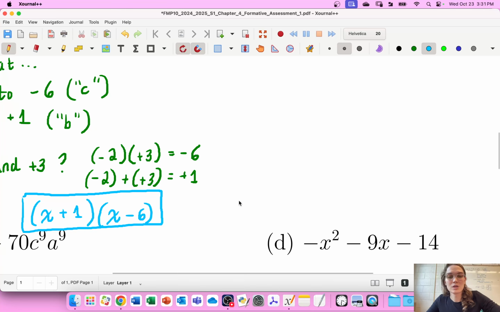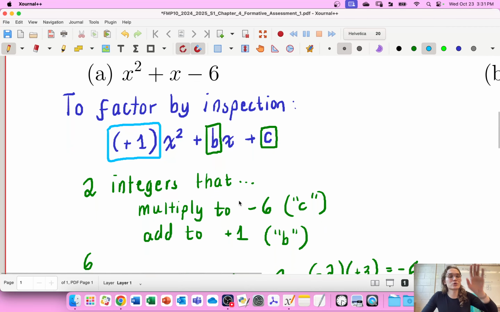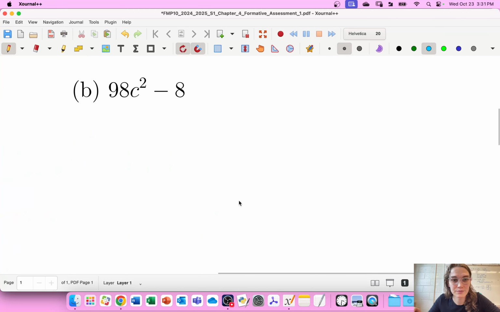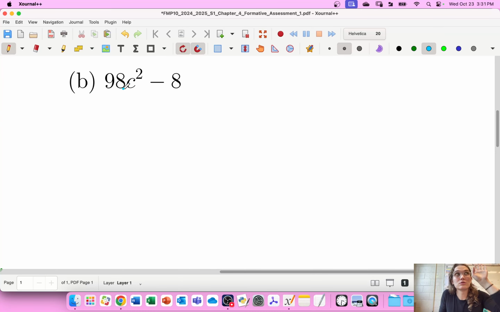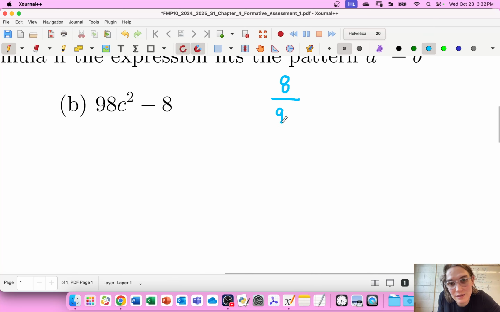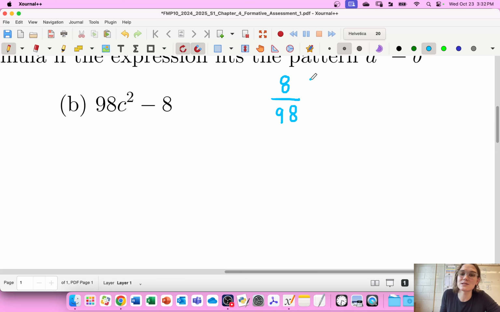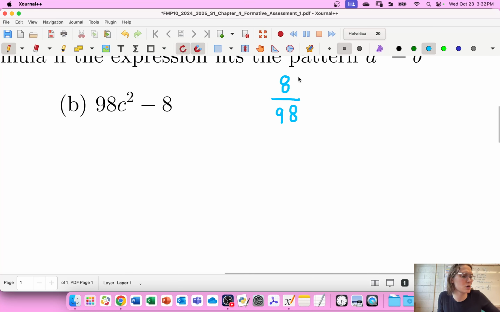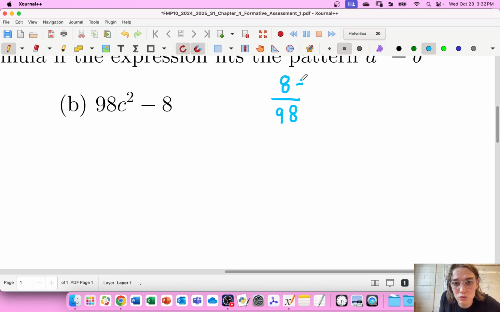Okay, let's move on. That was the most regular version of factoring by inspection, because you didn't even have to factor out the GCF. Here, my step one always is, can I factor out a GCF? Well, yeah. Let's imagine this was a fraction, 8/98. I would know that I can definitely factor something out, at least by 2. I don't know if that's the maximum. Let's see. 4/49. That is as much as I can simplify.